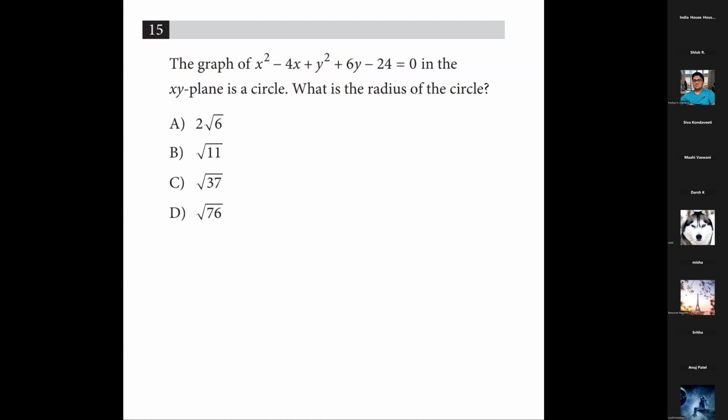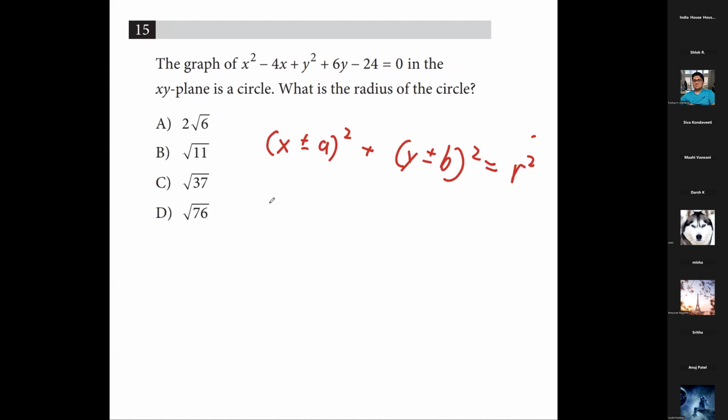Okay, so for question 15, we have an equation and we're asked to find the radius of a circle. Well, if we want to find the radius of a circle, we have to turn this into the circle formula equation. So that would just be x plus or minus a squared, and then plus y plus or minus b squared equals the radius squared. This is the circle formula. And so we need to convert this equation into this formula.